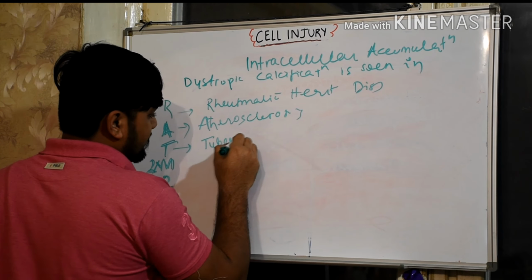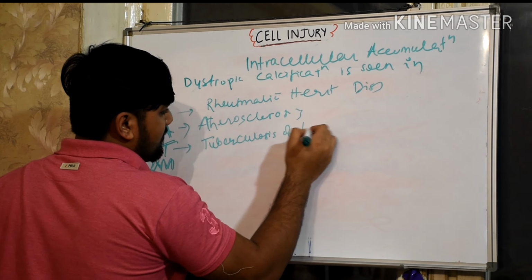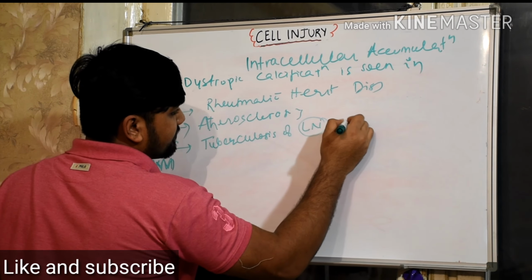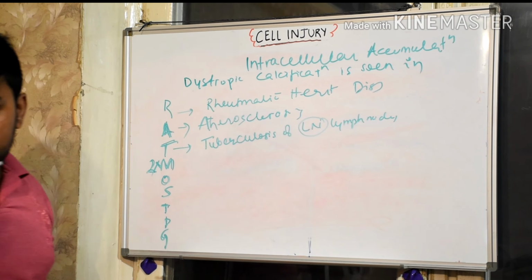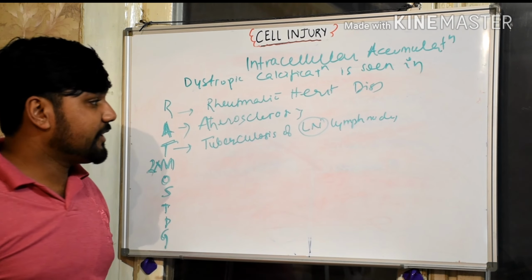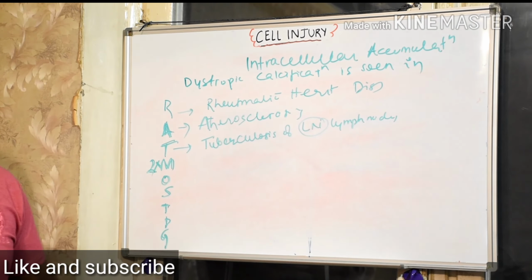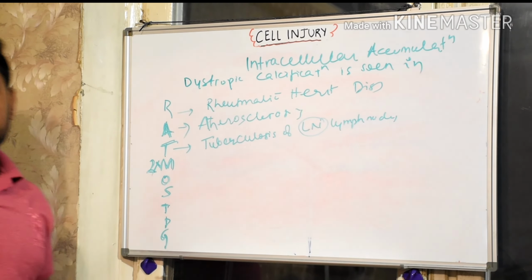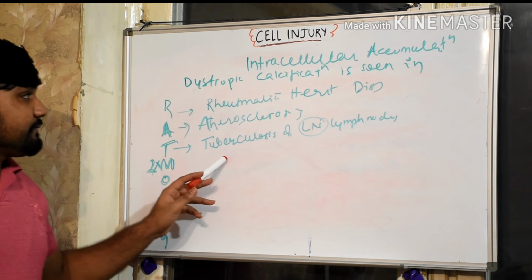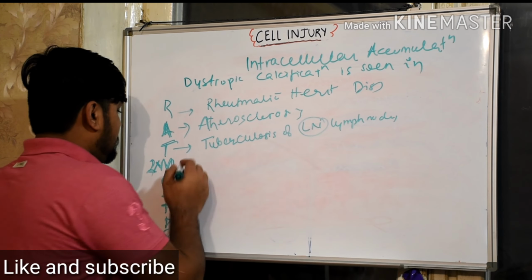दिस इज वेरी स्पेसिफिक, इसको बोल्ड लेटर्स में लिखो। अगर कहीं का भी टीबी बोले, एक्स्ट्रा पल्मोनरी टीबी बोले, कहीं का भी टीबी अगर बताया गया है, देन इट विल नॉट बी डिस्ट्रोफिक calcification, it will be metastatic calcification. If it is mentioned that tuberculosis of lymph nodes, it will be dystrophic calcification. Then is 2M.